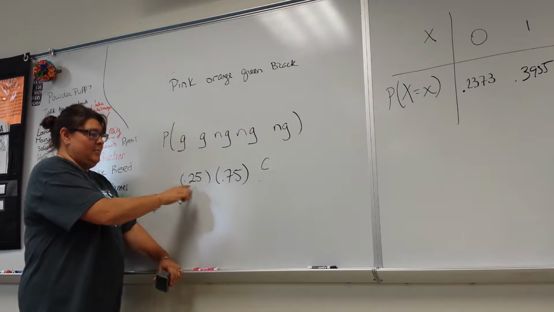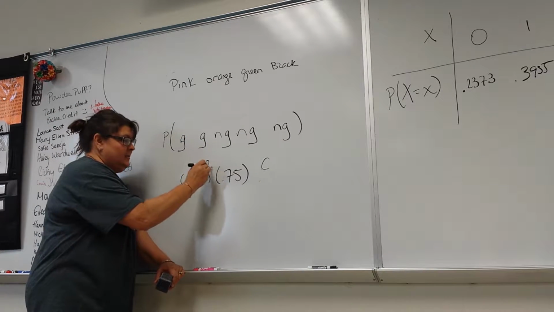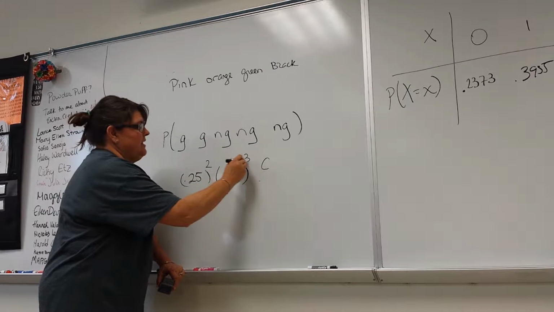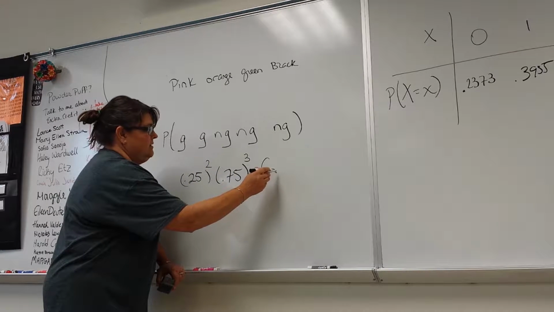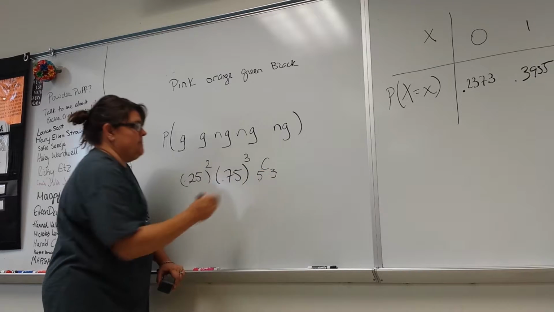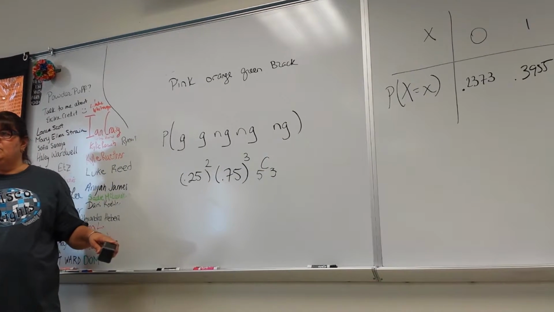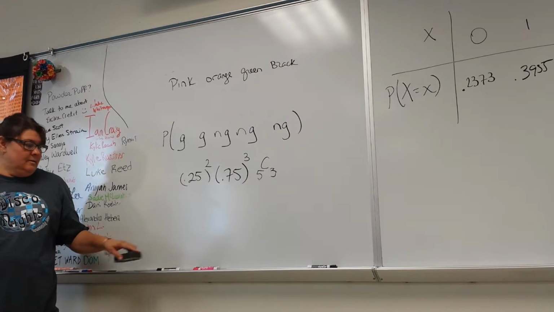Okay. So what is it? 0.25 squared, 0.75 cubed, and then 5 choose 3. Is it 2 or 3? Is it just 2? Yeah. Because the last one was 4. I said 5. Well, what goes green? What?